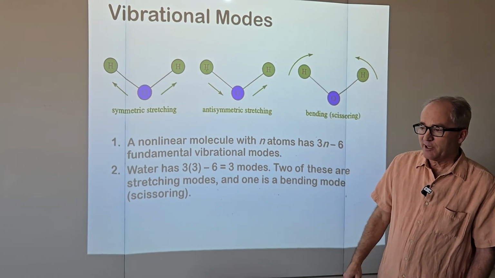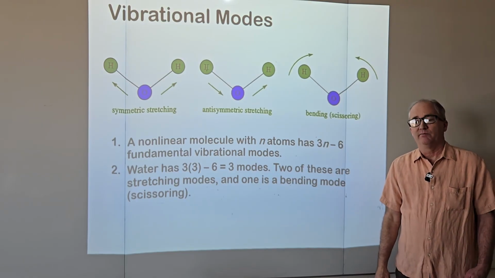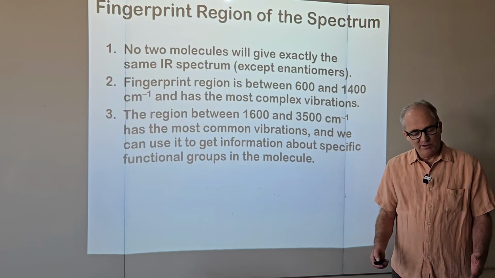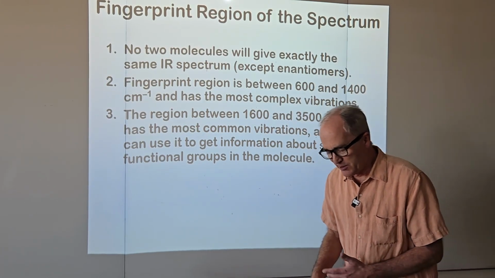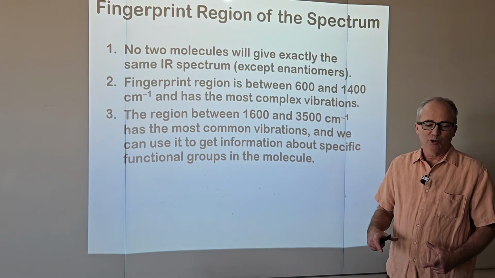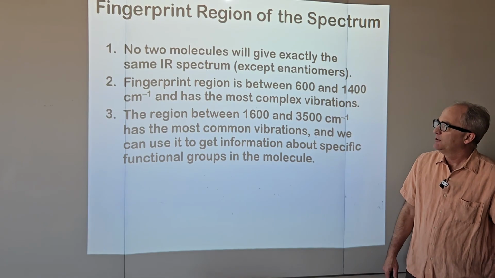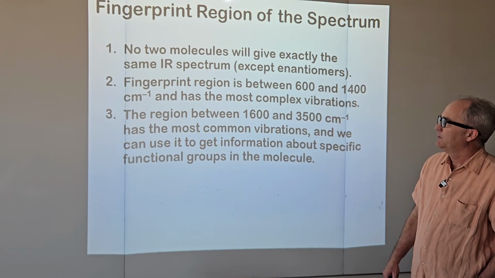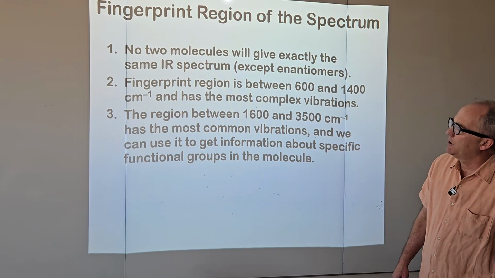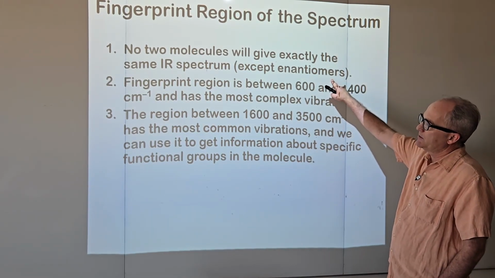Fortunately, we don't have to do a lot of symmetry analysis to understand infrared spectroscopy and what we need to do with it. If you're a chem major, you'll do this in physical chemistry and some other chemistry classes, and you might get a book called Group Theory that's all on symmetry and spectroscopy. Fortunately, we don't have to do anything with that. No two molecules will give exactly the same infrared spectrum, except enantiomers.